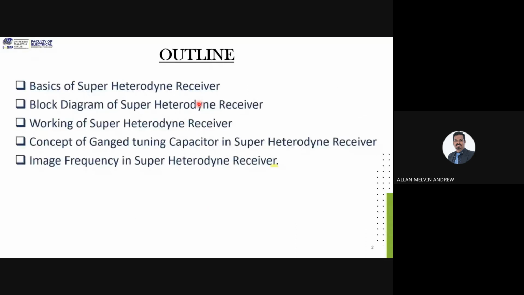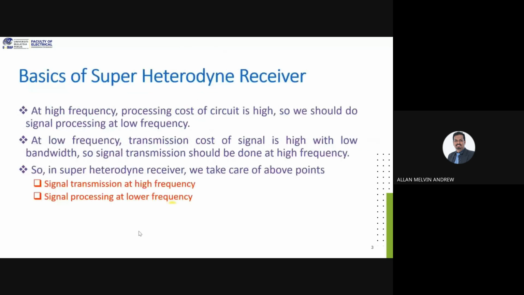Today we will be looking at these 5 subtopics. The outline: the basics of the super heterodyne receiver, the block diagram of a super heterodyne receiver, the working of the super heterodyne receiver, the concept of gang tuning capacitor in a super heterodyne receiver, and image frequency in the super heterodyne receiver. The name may look a bit complicated, but it is actually a very fine element of a receiver. So we will go straight to the first subtopic, the basics of the super heterodyne receiver.